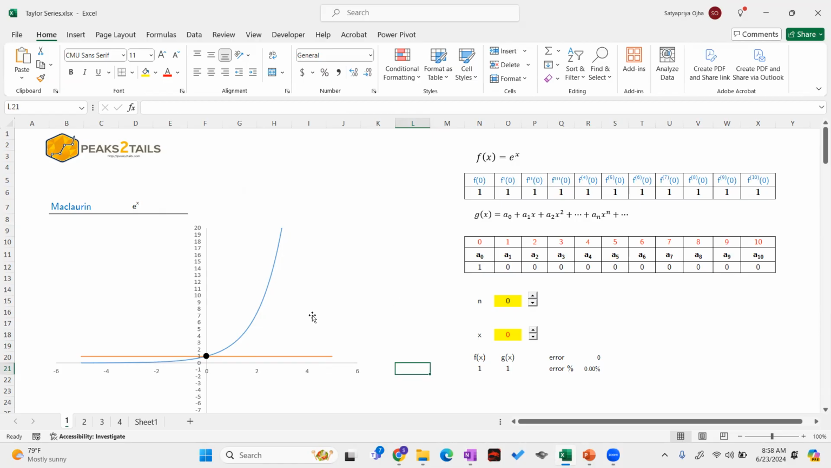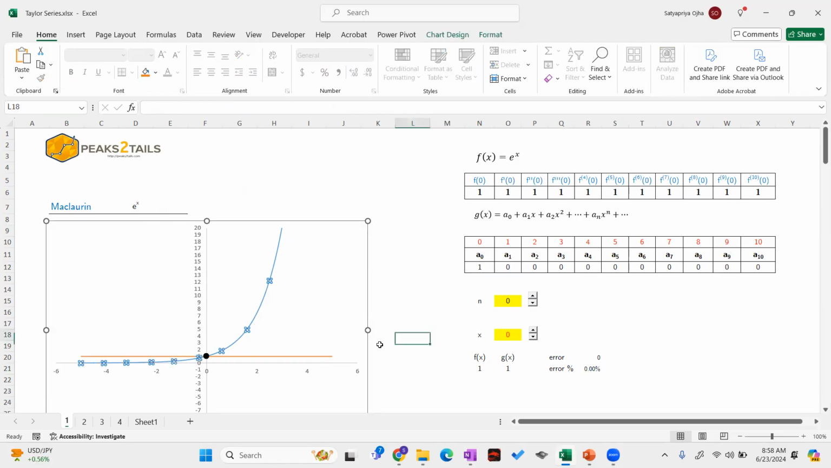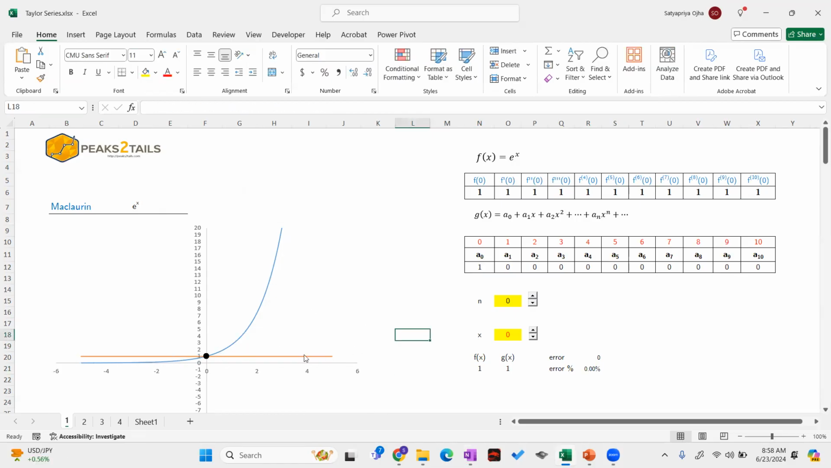Are you with me so far? This is the true function. And this is the constant approximation because the constant is 1. Because the first term is 1 in the expansion. Till now, is it clear?